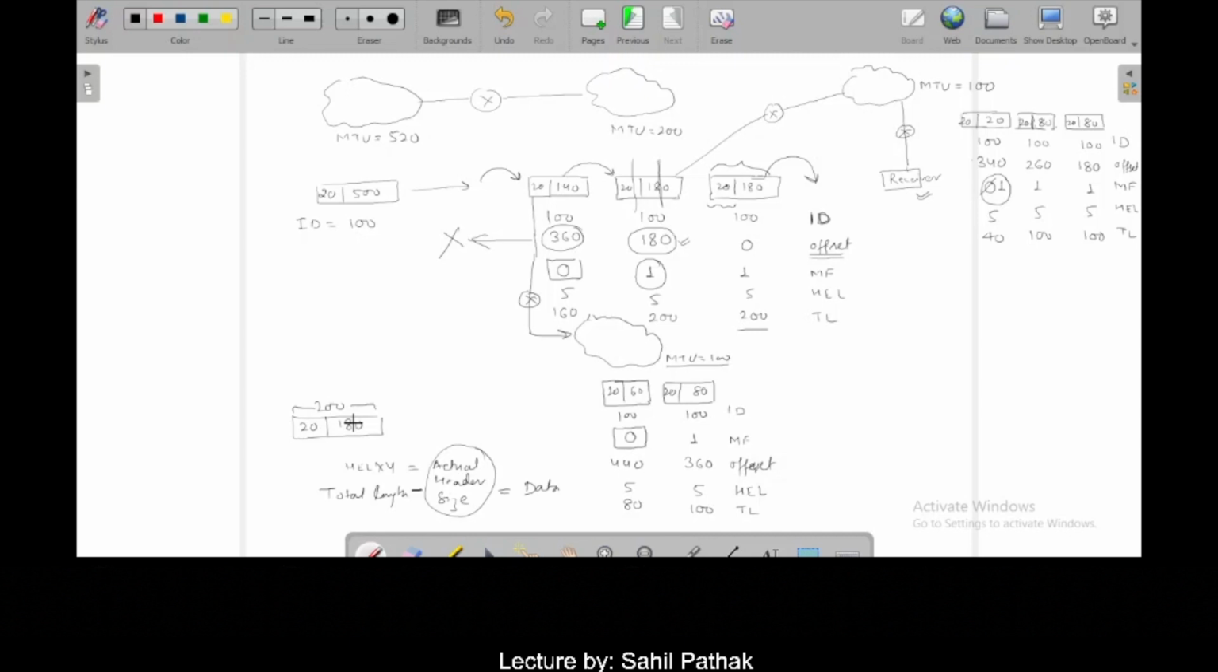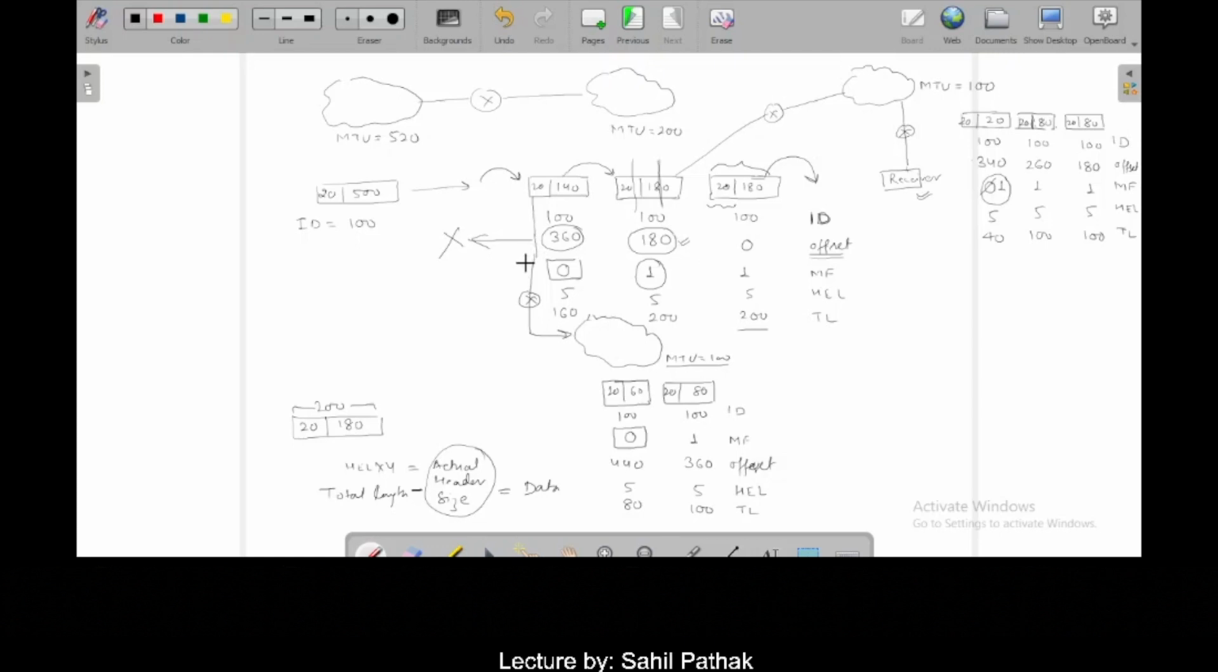Okay, now further there is a question: is this the final solution we have in fragmentation? So the answer is no. Why is it? Because we have to check whether this offset is sufficient. Let me further clear one thing.